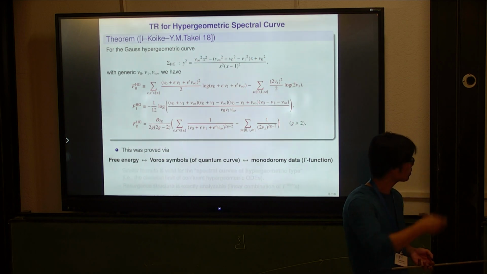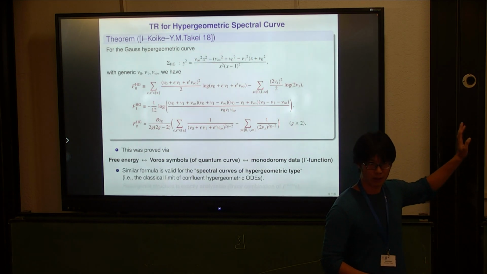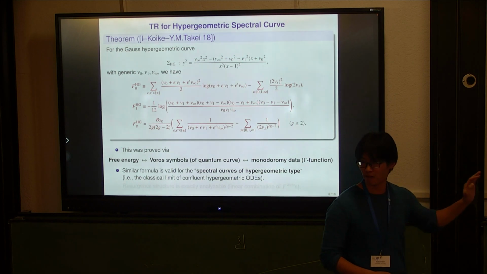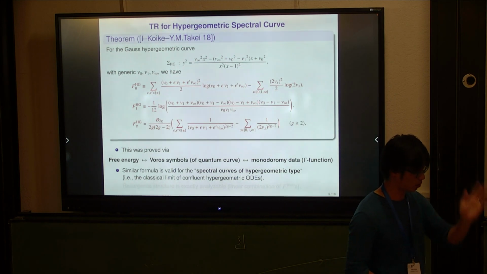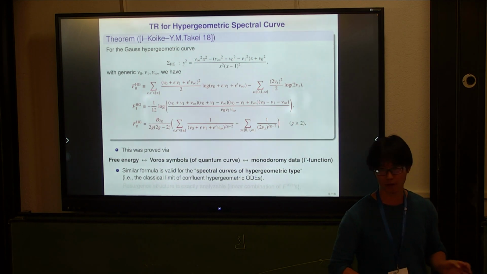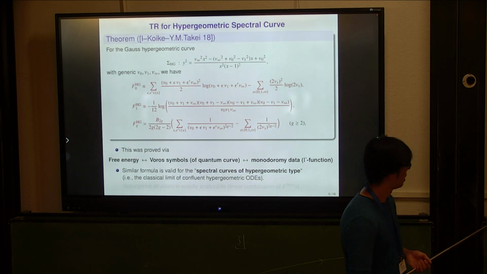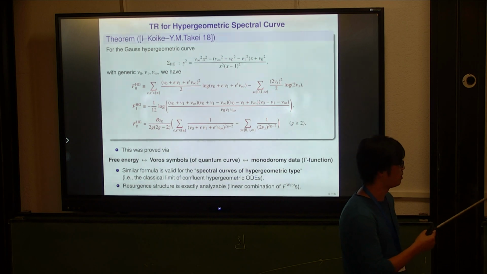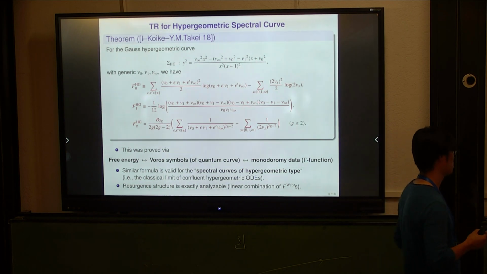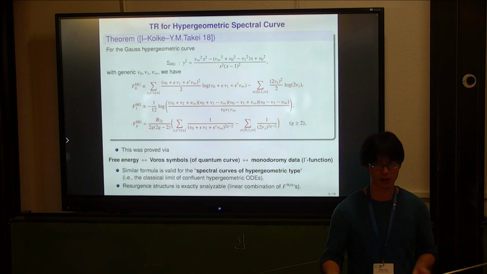This is the case of the hypergeometric differential equation, but maybe you know there are several equations obtained by confluence. For example, Kummer's equation, Bessel's equation, Whittaker, Legendre. There are many examples, but we can obtain a similar expression for each member. And since this is just a linear combination of the previous free energy, which was exactly solvable, consequently we can understand the resurgence structure.